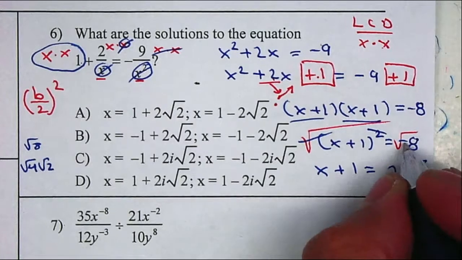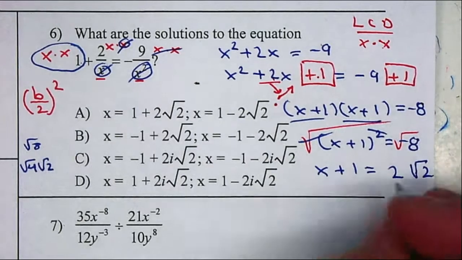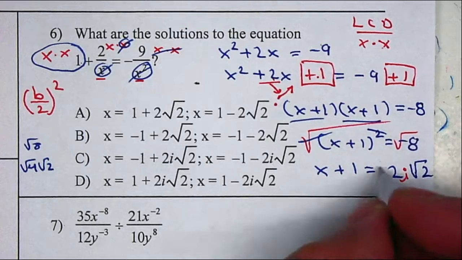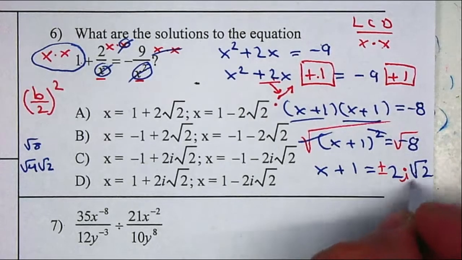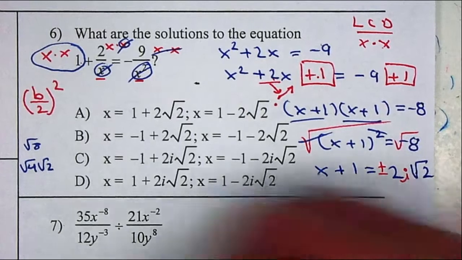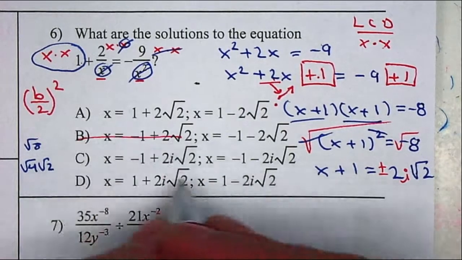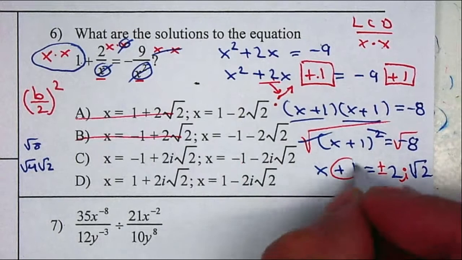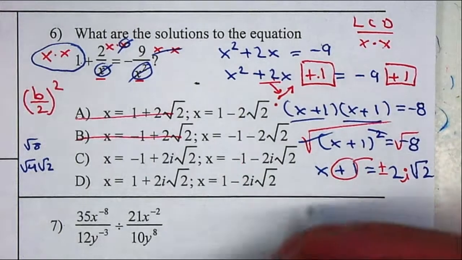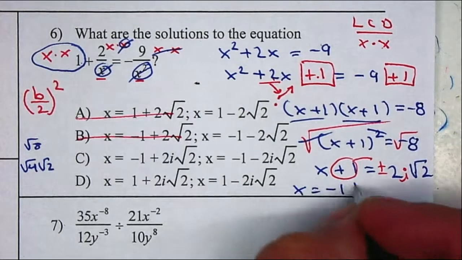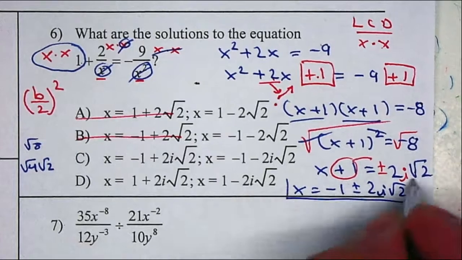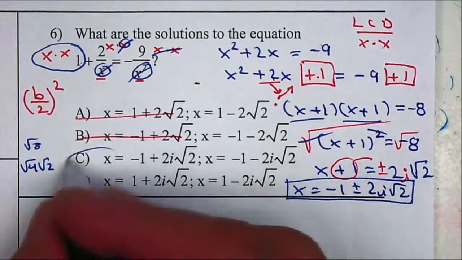Now, since there's a negative inside the square root, we know that's going to be an i, imaginary number. And let's not forget your plus or minus. So our answer should have an i. So our answer is not B, and it's not A. And the last step will be to move my 1 to the right. It's a positive 1, so it becomes a negative 1. So negative 1. My answer is letter C.